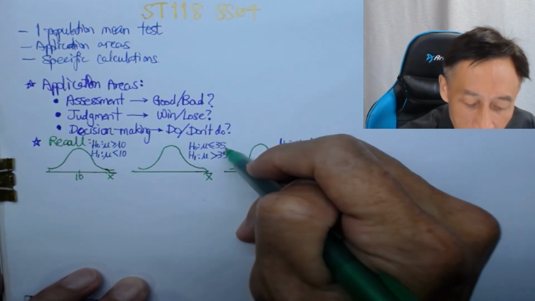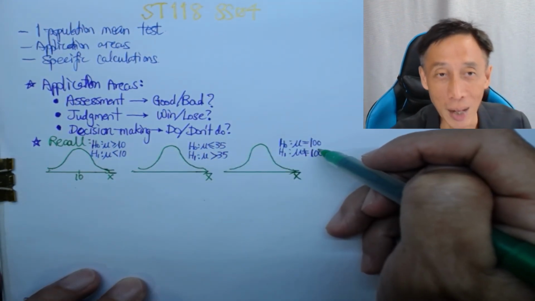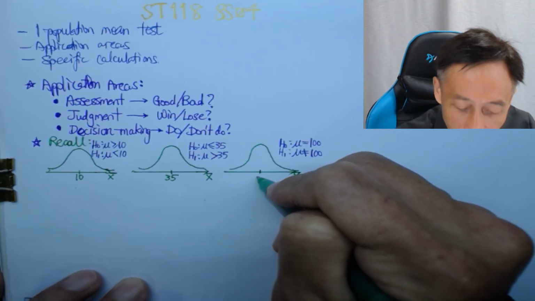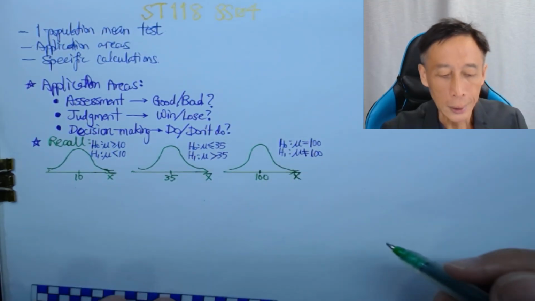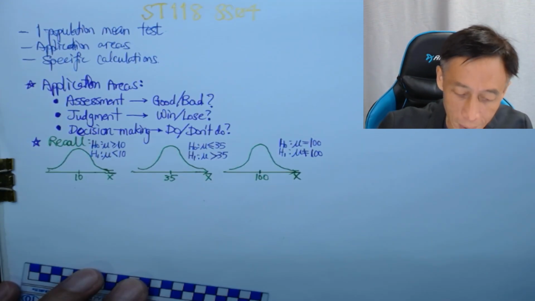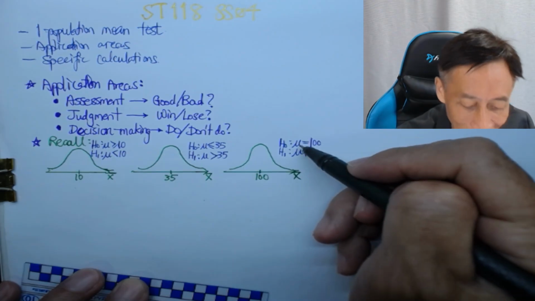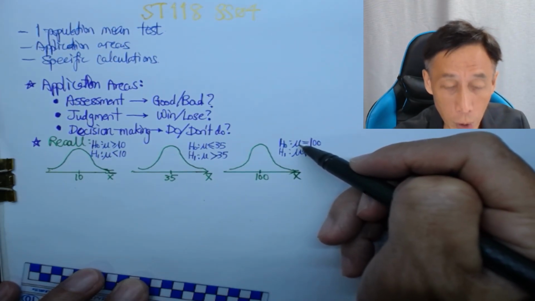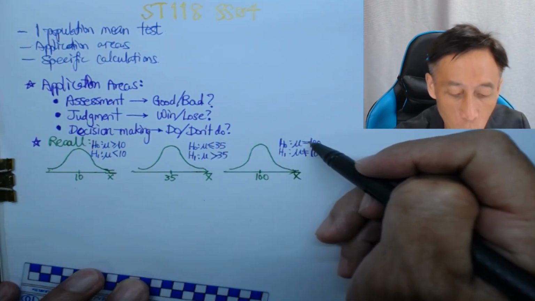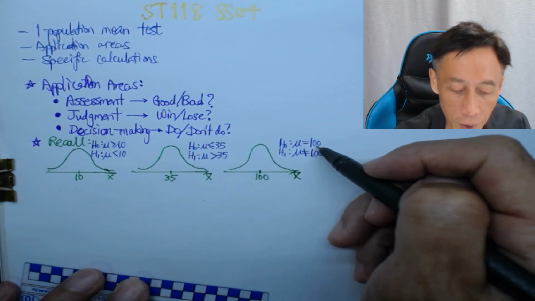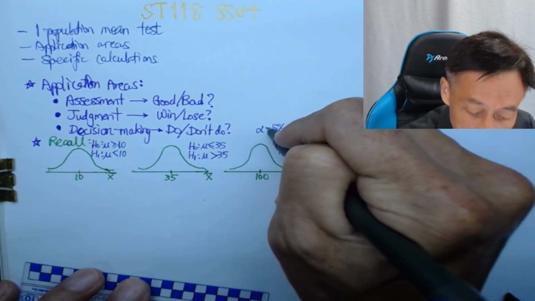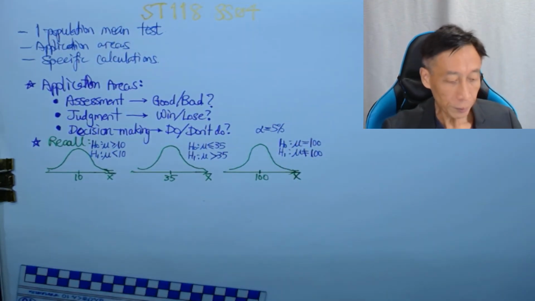So the right-hand side numbers are kind of magically appearing, and we call them the hypothesized mean. Throughout our one population mean test, we always assume that H0 is true. In particular, H0 is true means mu takes up the equal sign value: 10, 35, 100. So throughout here, we'll just take alpha equal to 5%. Is that okay? All right.